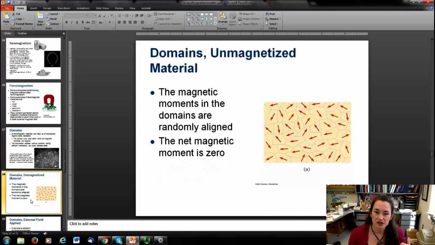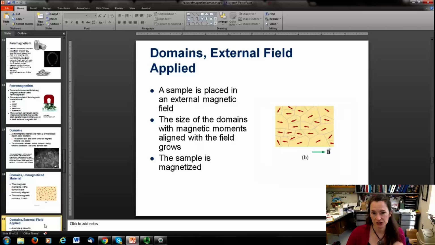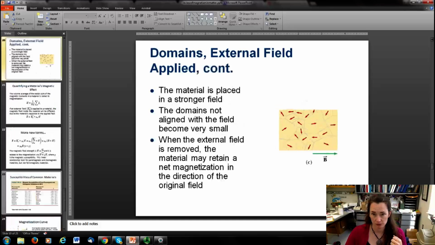So the magnetic moments in the domains are randomly aligned initially, say, for example, and the net magnetic moment is 0. But if you take that ferromagnetic material and place it in an external magnetic field, the size of the domains that are aligned with that external magnetic field is going to grow. In other words, they're going to rotate due to that torque to align with that external field. And this results in a net magnetization direction for the material. If you place the material in a strong field, then the domains that aren't aligned with the field become very small, and in those cases, even when you remove the external field, the material may retain a net magnetization in the direction of the original field.